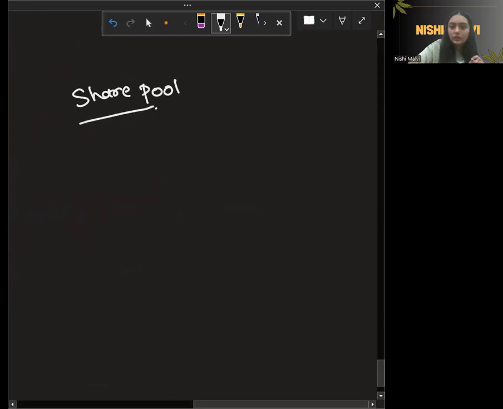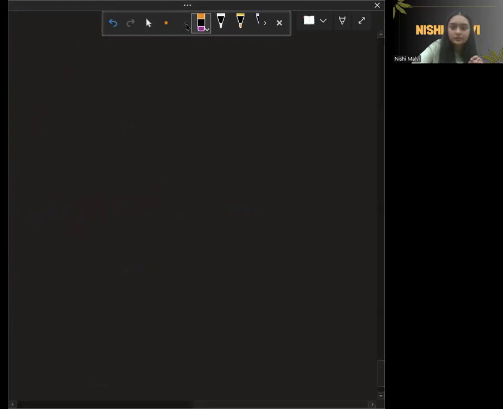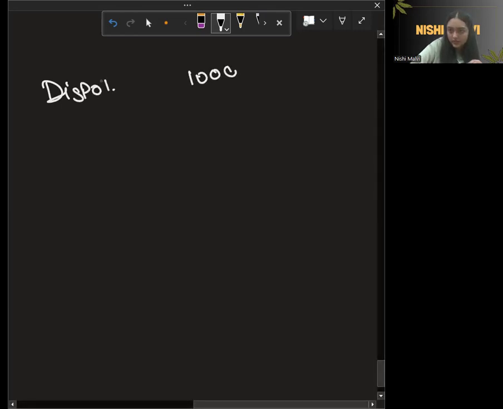Here you have to write the cost of the shares, cost and number. Before that, just a second. Let me show you how you will complete the whole question rather than just showing the share pool. Write the disposal proceeds. Let's suppose it's a disposal of 1,000 shares and the disposal proceeds received are 10,000.